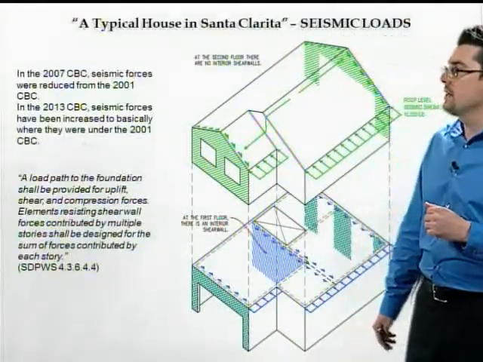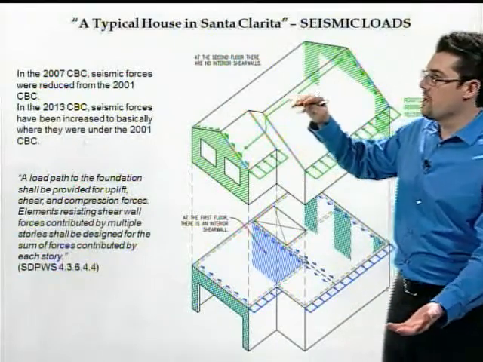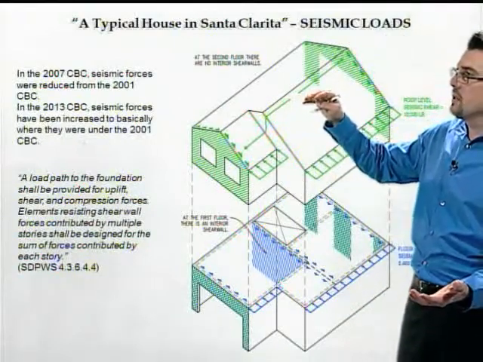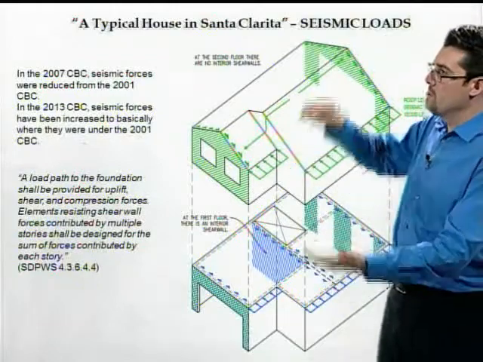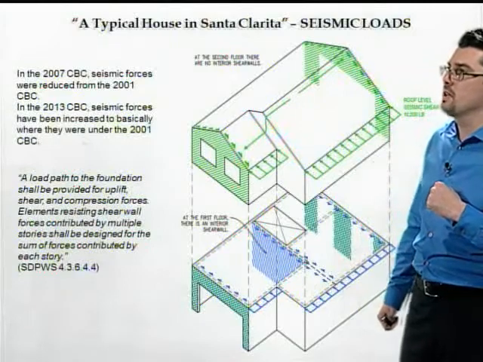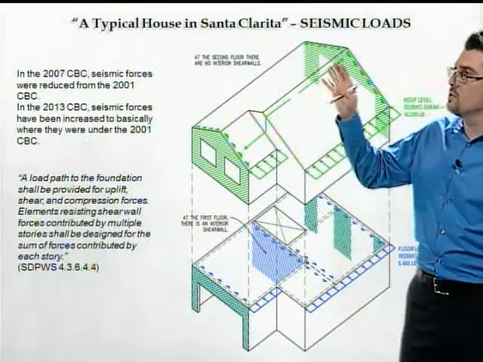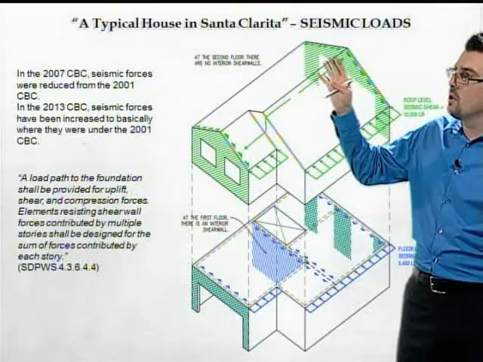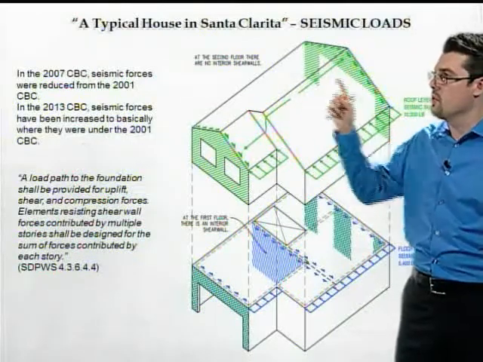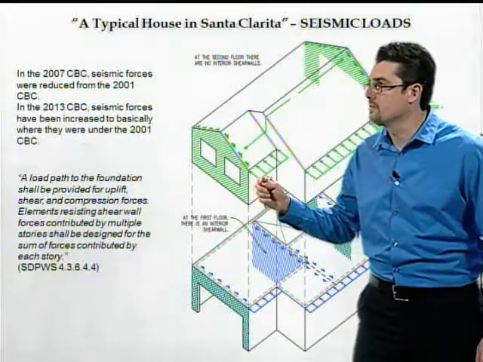and take another look. What I've done for you here is I've taken our house isometric drawing and split it up into the separate floors. If you remember from our house plan, the roof of our house was supported by shear walls on both ends. So we had a shear wall line here and a shear wall line here.